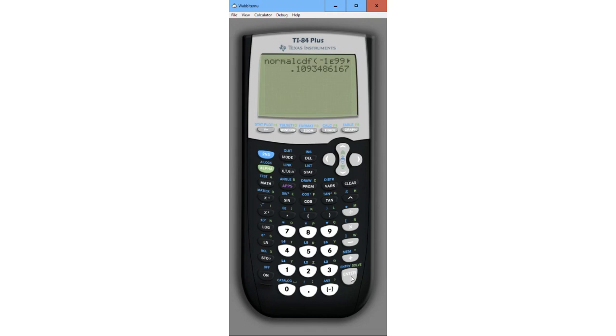Look at that. That's the same value that came back from the table. The only difference is this is more accurate, because instead of 4 decimal places, it goes out 5, 6, 7, 8, 9, 10 decimal places. So that's the area to the left of negative 1.26. I'm sorry, negative 1.23. Any questions about that?